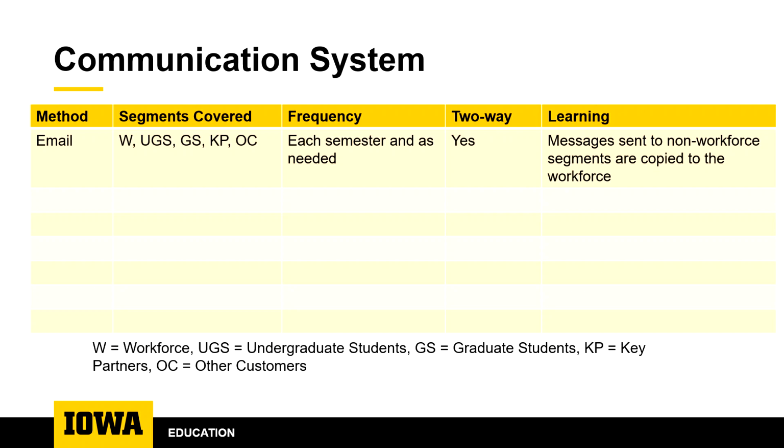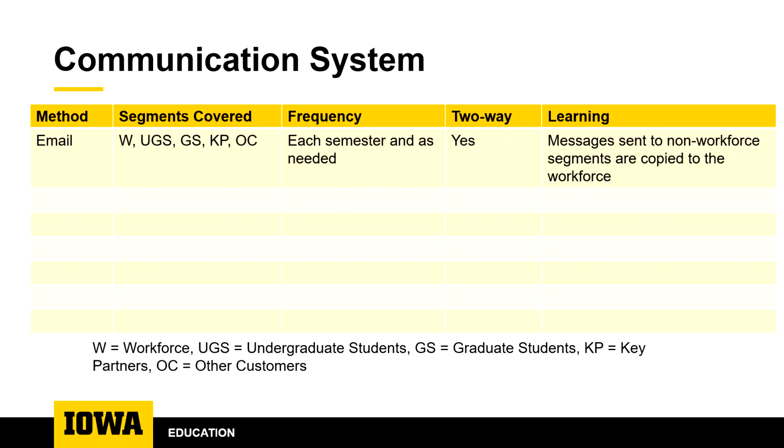So for example, here's a simple example from the College of Education. If we talk about email, college leaders regularly provide email updates about what's happening in the college. These emails go to the workforce, to undergraduate students, to graduate students, to key partners and other customers. Emails are sent at least once a semester and more often if additional updates are needed. It includes the possibility of two-way communication as the emails are designed to include a reply to email if recipients have questions or feedback. And as an example of learning, email messages that are sent to non-workforce segments such as students are now copied to the workforce so that the workforce is aware of what messages students are receiving from the college.